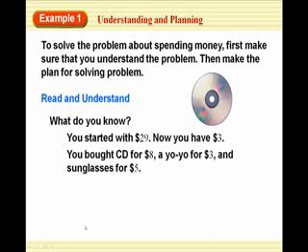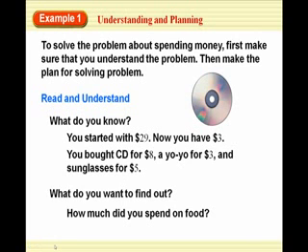So you start off by saying, okay, first you read it and you say to yourself, okay, what do I know? Out of the problem, we know you started with $29 and you now have $3. So that's an important thing to know. Okay, that's all just given information. And you also know how much you spent up here. Your CD was $8, the yo-yo was $3, and the sunglasses were $5.